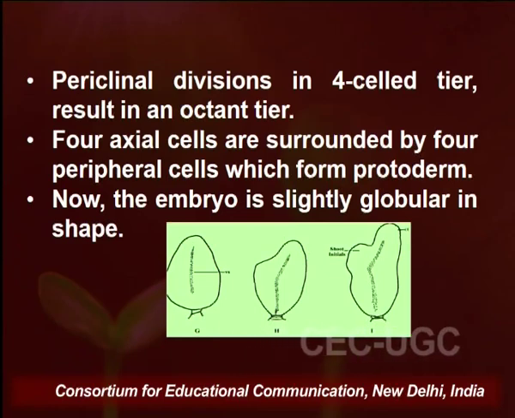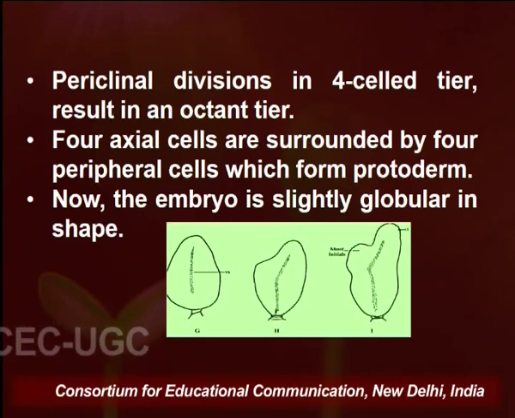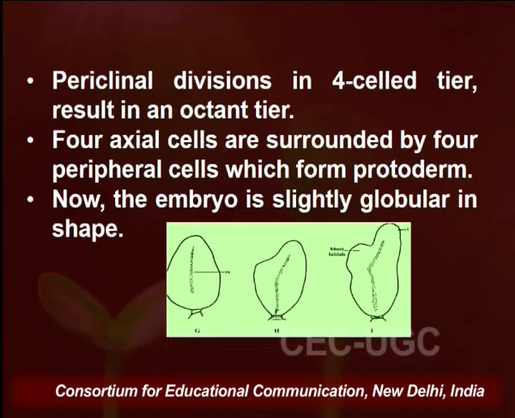Periclinal divisions are parallel to the surface, in contrast to anticlinal divisions, where the division is perpendicular. So, periclinal divisions add layers, whereas anticlinal divisions add girth. Periclinal divisions in the 4 celled tier result in an octant tier. 4 axial cells are surrounded by 4 peripheral cells. These peripheral cells form the protoderm.